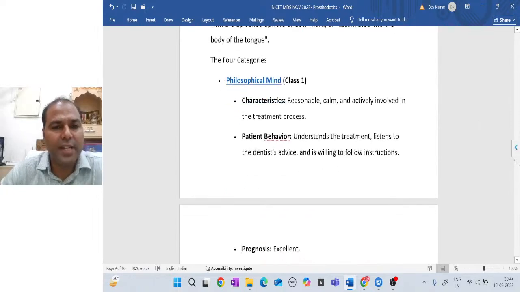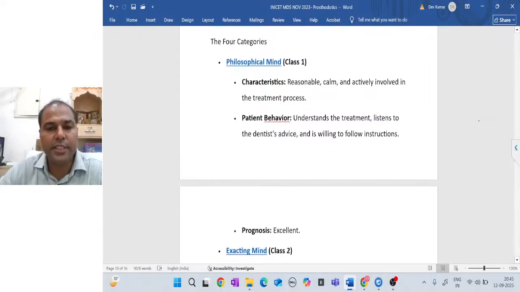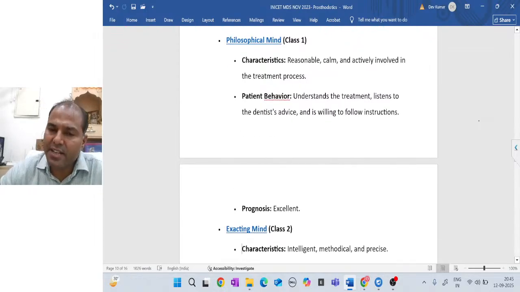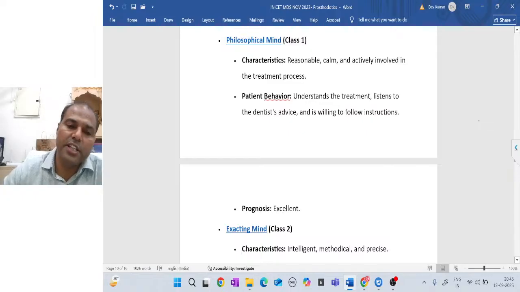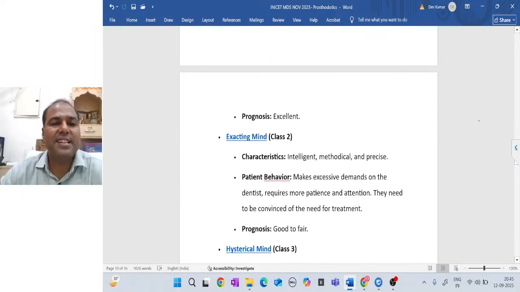And regarding the four categories, House's categories, philosophical, we know we have a reasonable, calm, very friendly patient. He understands the treatment, is the best patient to have, and is willing to follow all the instructions. The prognosis is excellent. Second is exacting, class 2. They are intelligent, methodical, but highly precise. They are excessively demanding. They need to be convinced of the need for the treatment, but you need to be more patient and attentive to the patient's demands.